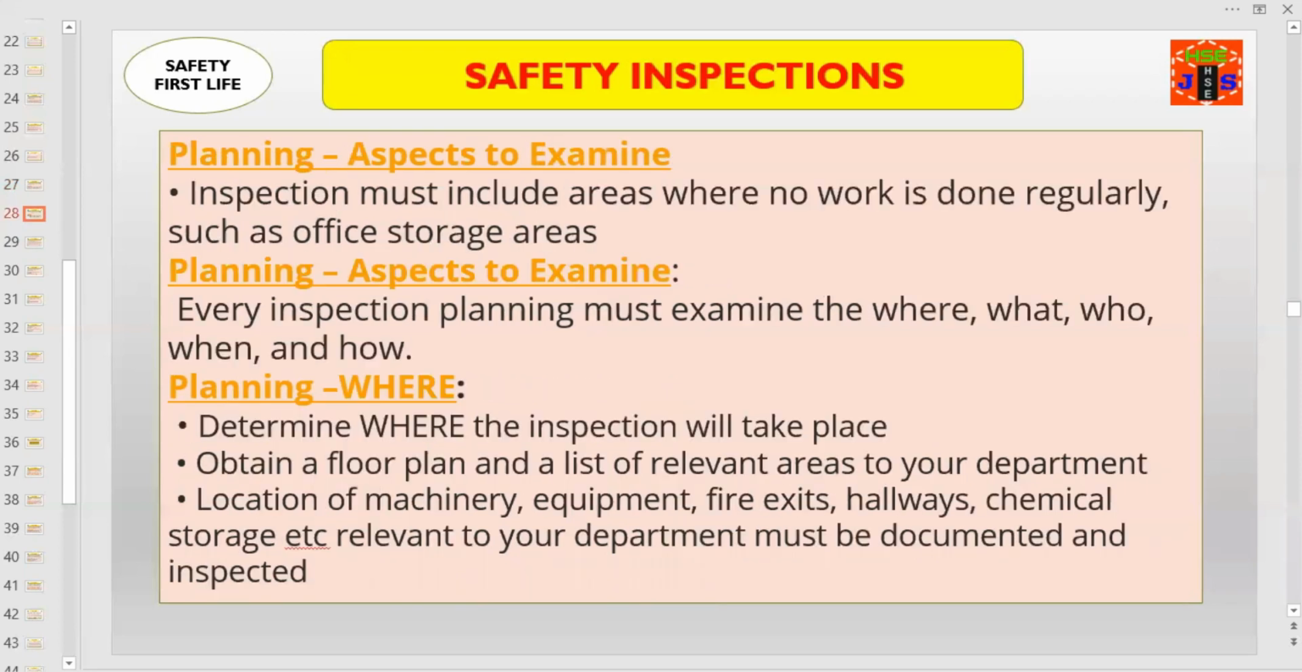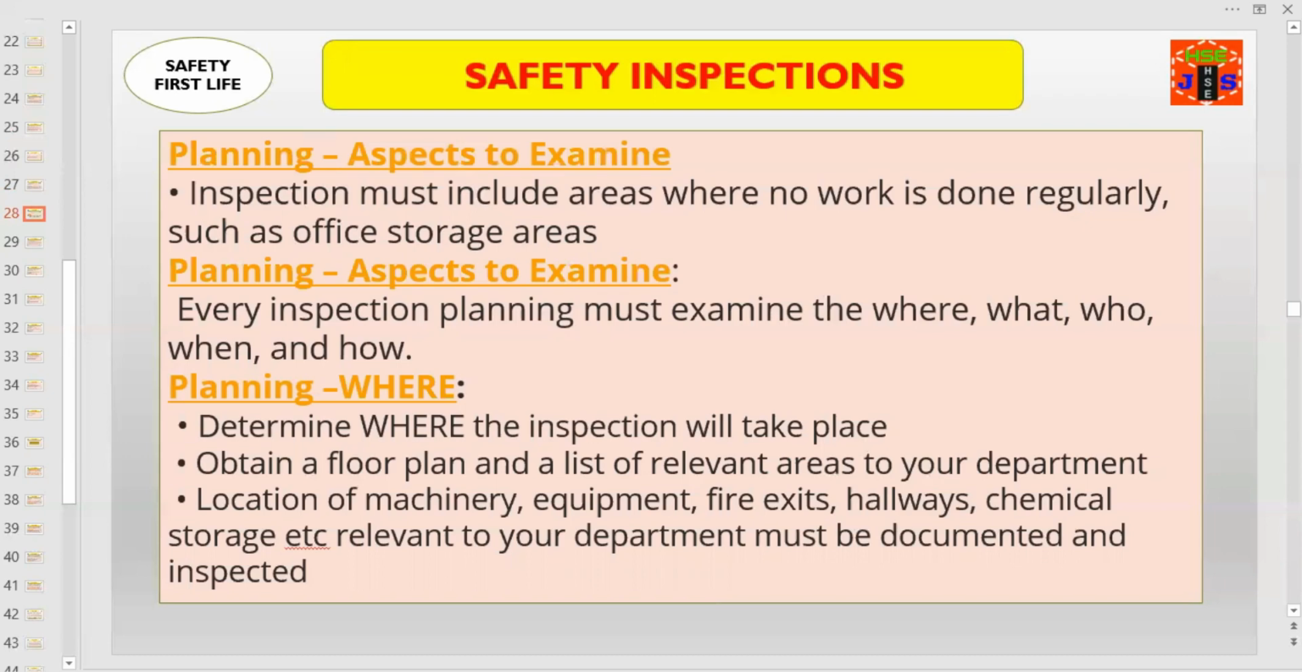Safety inspection must include areas where no work is done regularly, such as office storage areas, etc. Every inspection planning must examine the where, what, who, when, and how. We'll try to understand each word with its specific meaning with regards to site safety inspection.